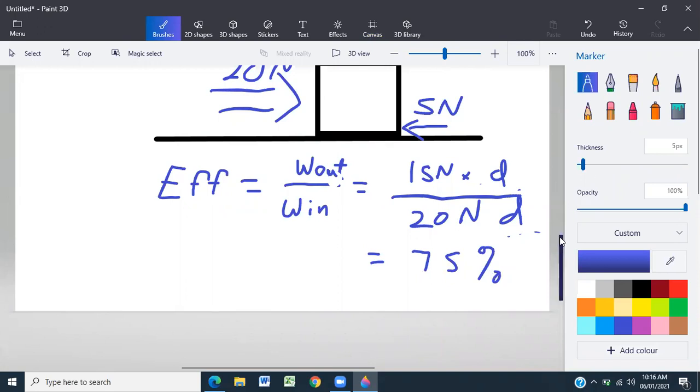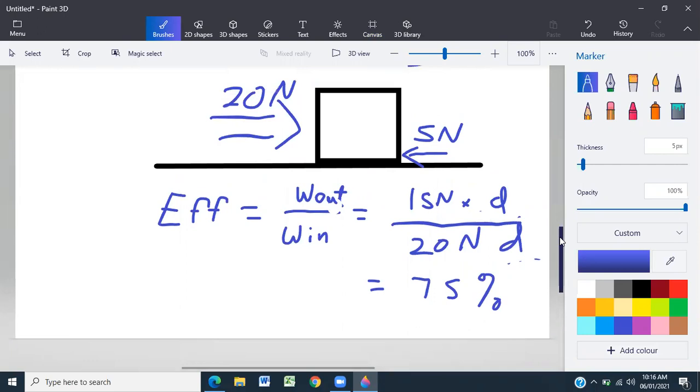Now, this efficiency is obviously something useful, and we want to know how much of the effort we put in is actually going into moving the thing, because we don't want to waste energy using a very inefficient system. If friction was 15 newtons, this box would only be moving with 5 newtons, but that would be very inefficient, and we'd be wasting a lot. So it would be better to find a different system to move this box, maybe put it on wheels rather than push it to overcome friction.